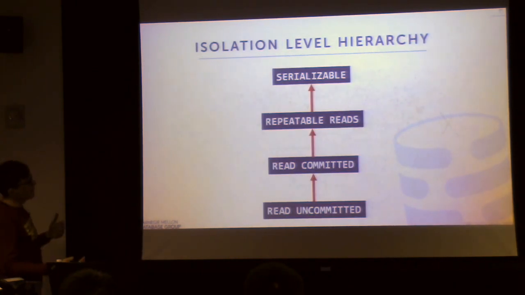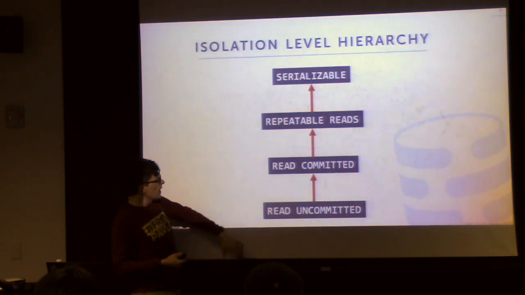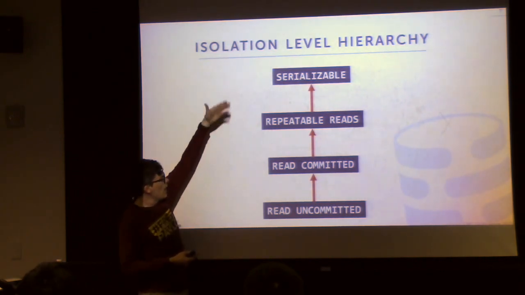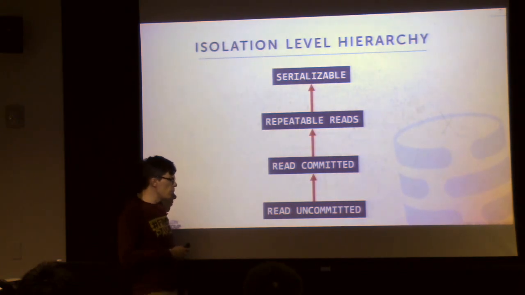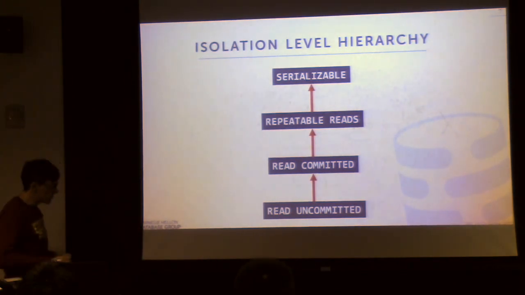So another way to look at this is the hierarchy in terms of protections. Again, going from top to bottom, serializable at the top gives you the most protections, and then read uncommitted gives you the least amount of protections.